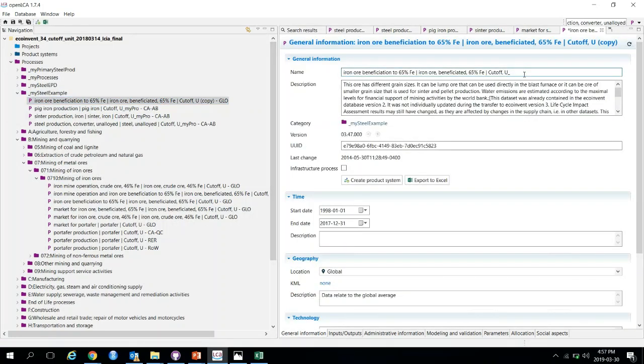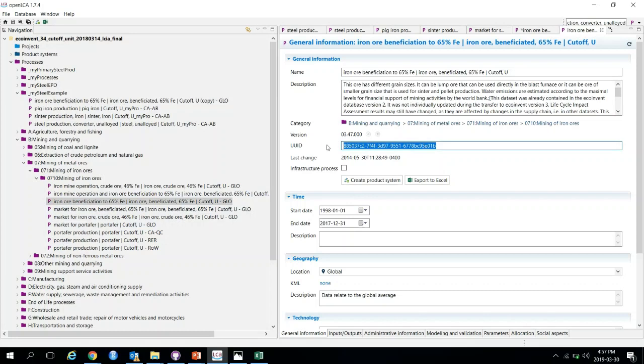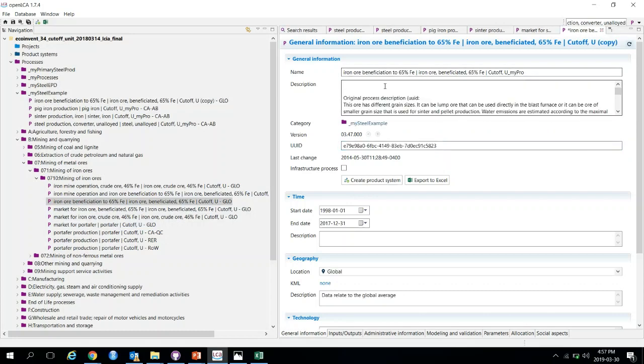Similar process, my pro. Again, good practice to document the original process description and UUID, and let's just look it up. Let's just open it up here. Iron ore beneficiation. There we go. And copy that. Close it. Don't need it anymore.